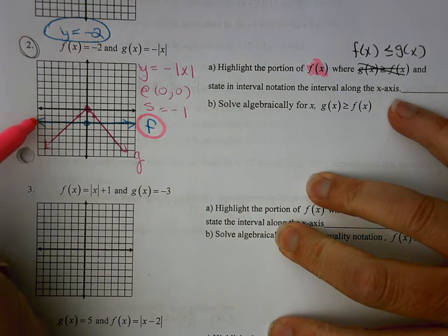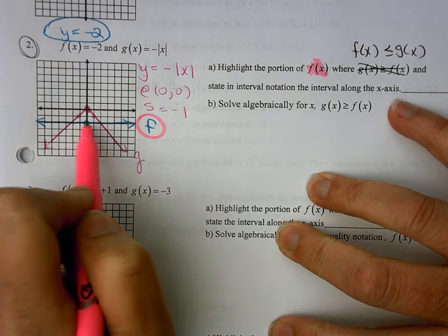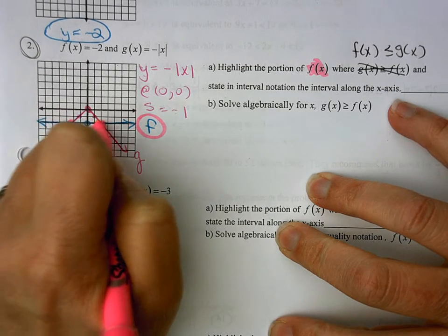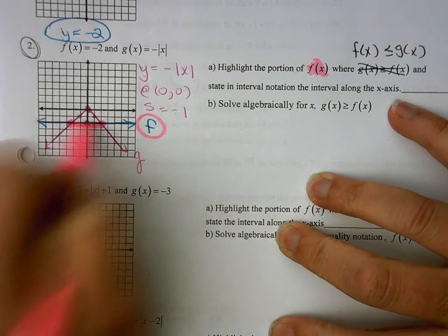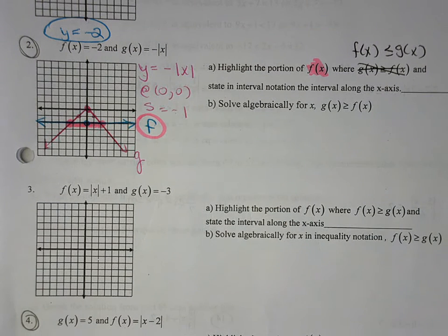So when will this line here be below this line? And that's this section right here. So I'm going to mark my intersections with a closed dot because of the equality, and then I'm going to highlight the section in between. Okay? And so then now it says to state in interval notation where that's happening.